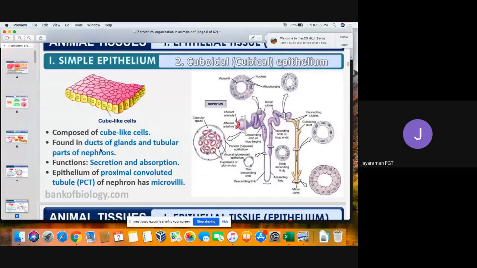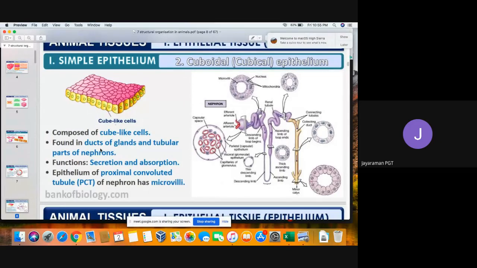Function is secretions and absorption. So in the gland, what is the function of the gland? It is generally secretions. The gland has smaller or larger ducts. Smaller ducts are attached to the gland cells. The larger ducts are attached to the organs where the secretion is poured.